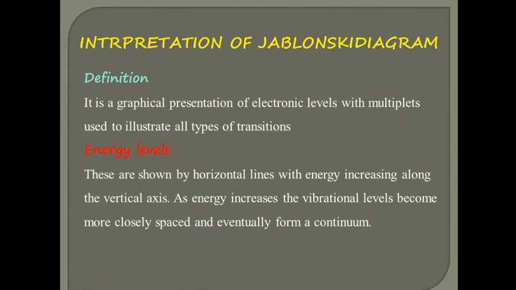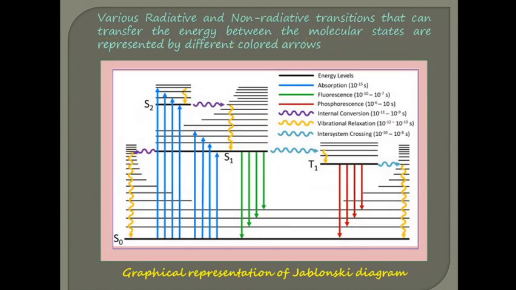So, the interpretation of the Jablonski diagram. The Jablonski diagram is nothing but a graphical representation of electronic levels with multiplicities, used to illustrate all types of transitions. Energy levels are shown by horizontal lines. This is represented as the Jablonski diagram. This is absorption and these are emissions.